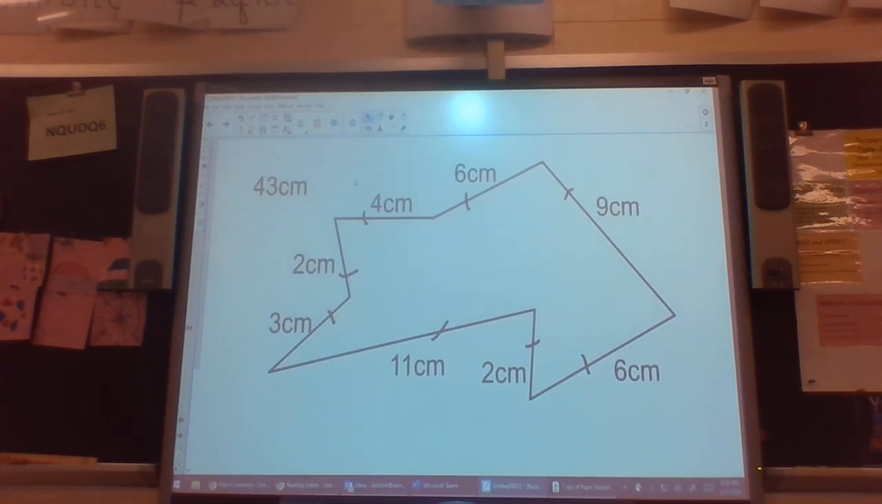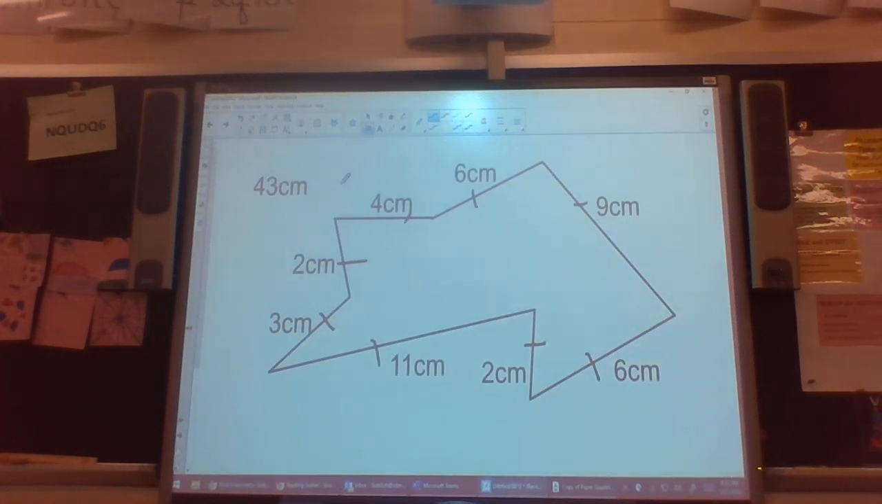Is that what you got? Now, I can also do this another way, and I'll see if I get the same answer. Because sometimes I see combinations that are really easy to add together. And I know 6 and 4 are 10, and 11 and 9 are 20, so 10 and 20 are 30, and 6 more is 36, 2 more is 38, 2 more is 40, 3 more is 43.